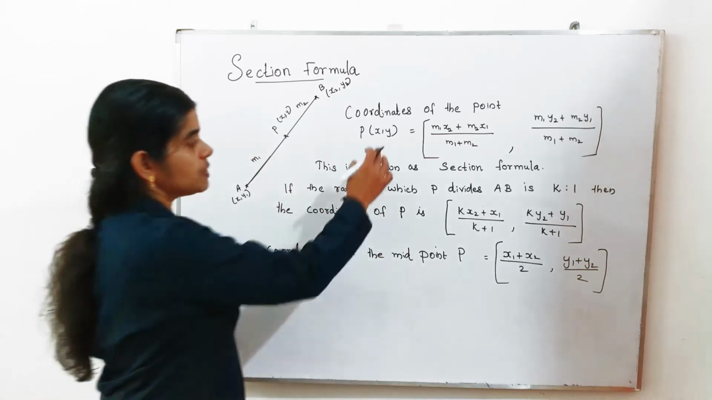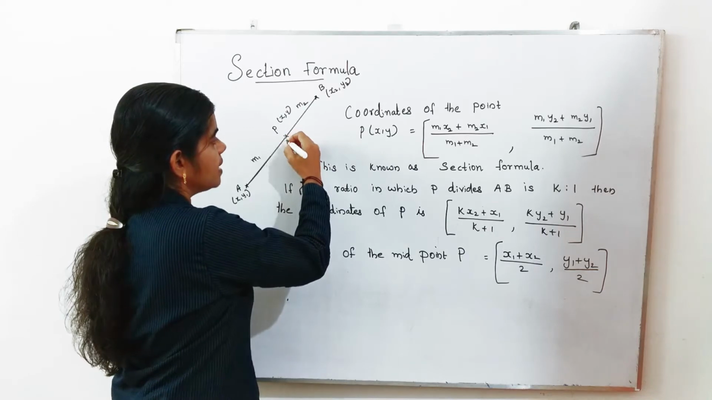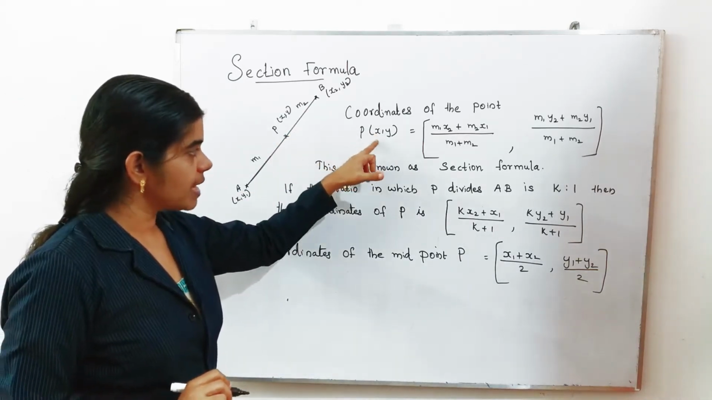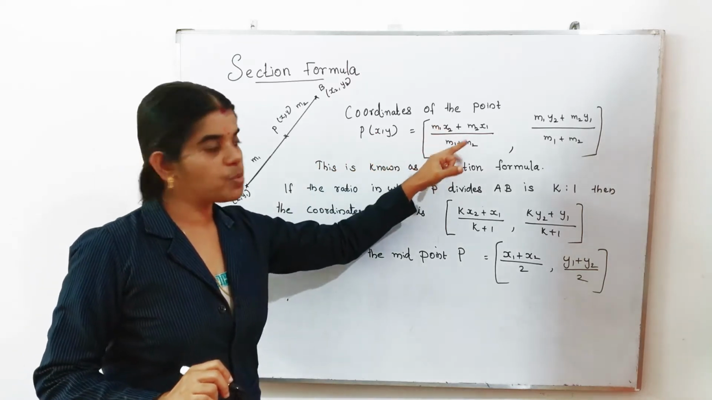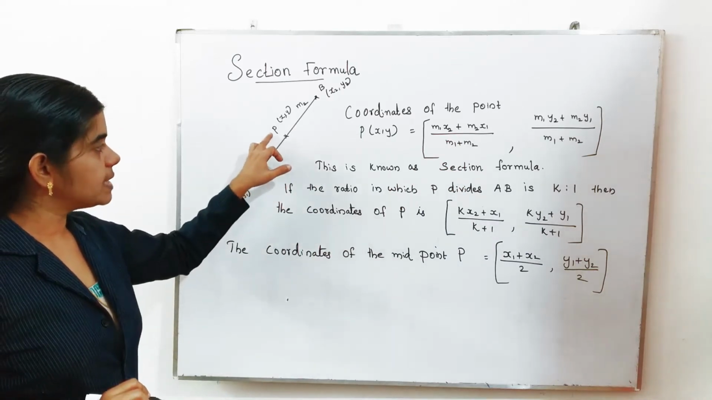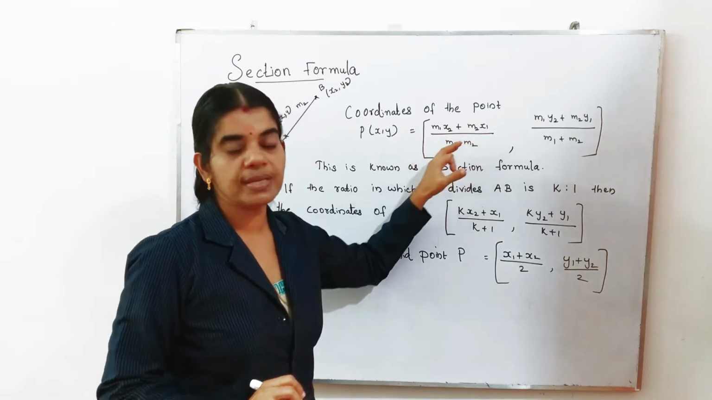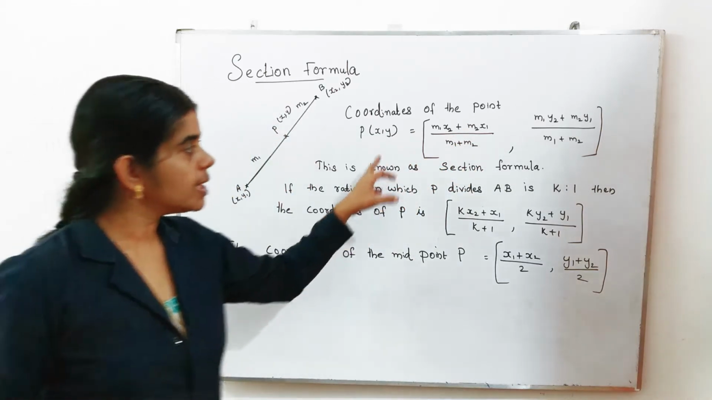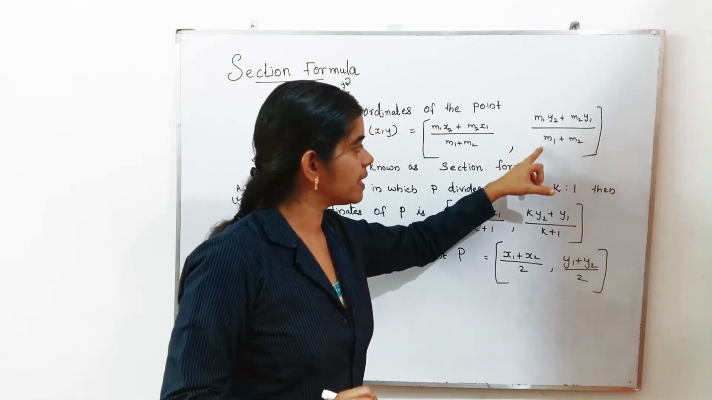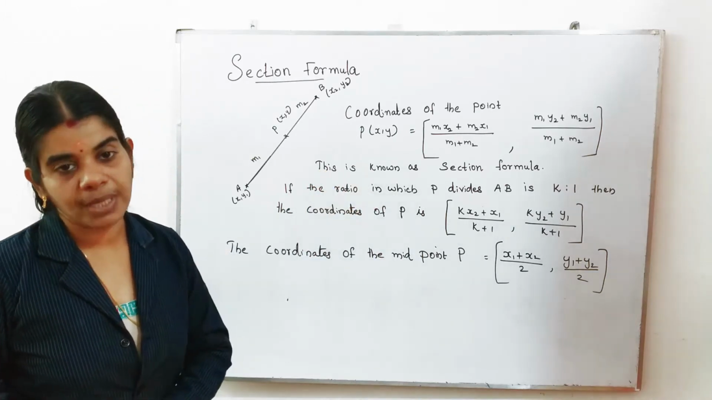Then we want to find the coordinates of the point P (x, y). That means x is equal to (m1 x2 plus m2 x1) by (m1 plus m2). The x coordinate of P will be m1 x2 plus m2 x1 divided by m1 plus m2. The y coordinate of the point P is equal to (m1 y2 plus m2 y1) by (m1 plus m2). This formula is known as the section formula.